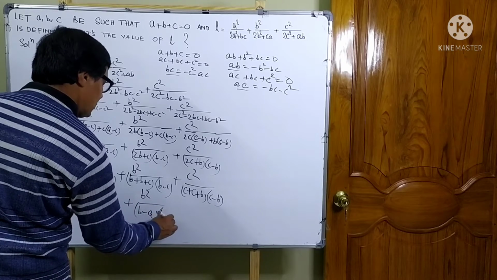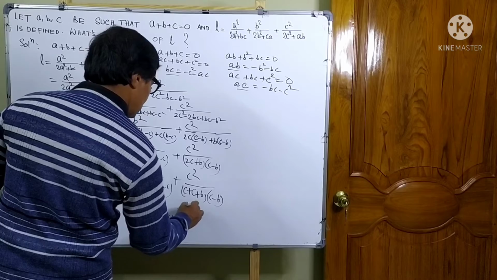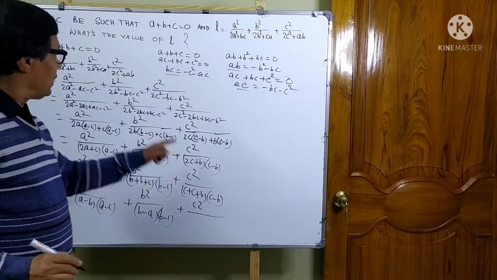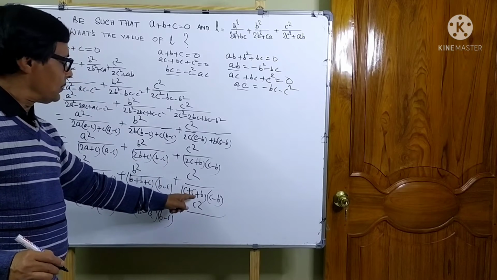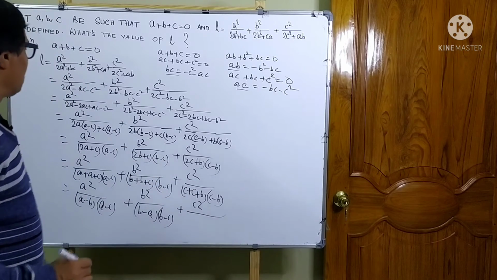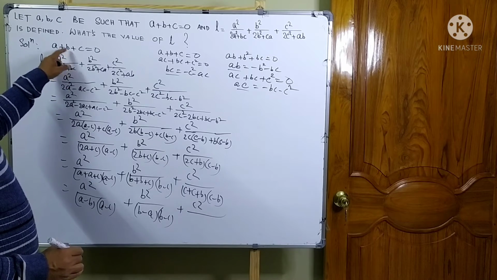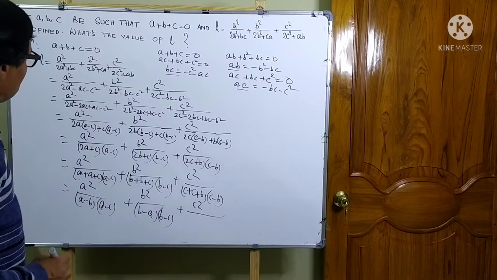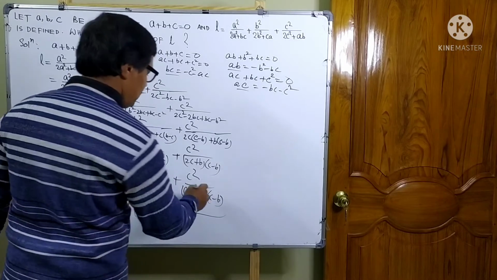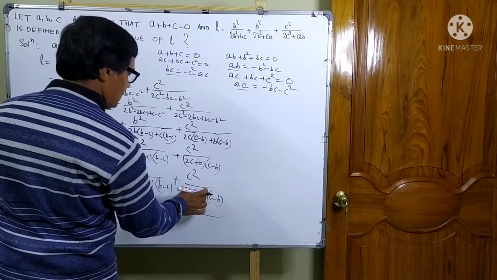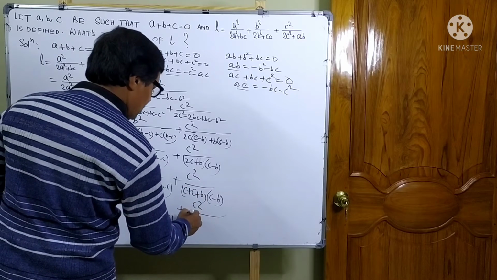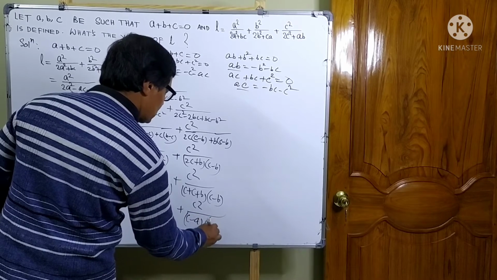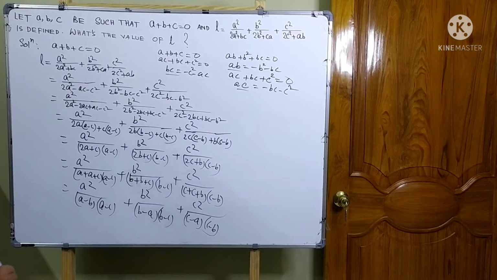B minus c plus c square. We can also write minus a in place of c plus b, because c plus b is equal to minus a. We have got this from the relation. So c plus b is equal to minus a.